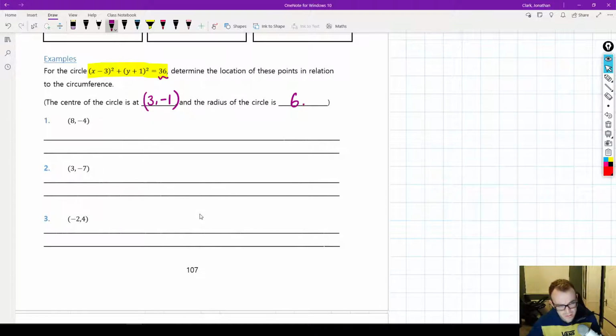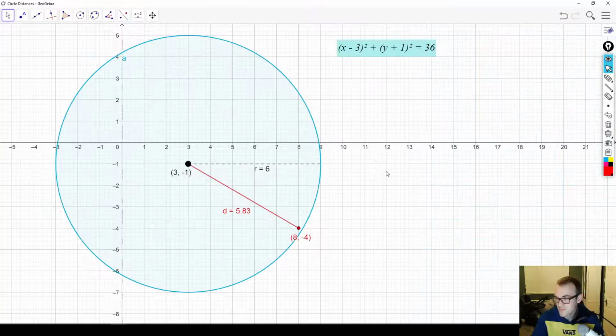Now, if you want to attempt these by using the distance formula on your own, that might not be a bad idea. You should find that one point is inside, one point is on, and one point is outside. And I think it's in this order. If you're feeling pretty confident and you want to just have a go yourself, be my guest, pause the video. I'll be going through it in just a moment. Okay, let's talk about these examples then.